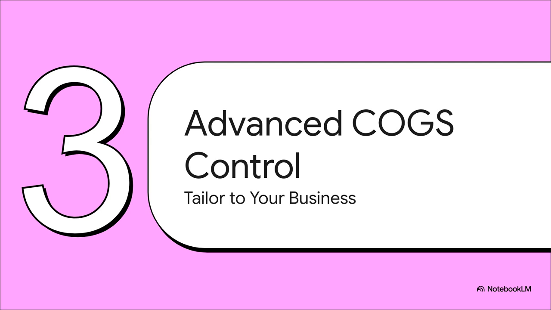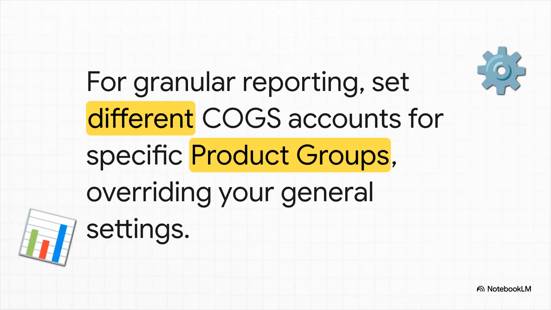So now that you're all set up, let's look at some of the more advanced controls. This is where you can go beyond just the basics and really start to fine-tune your COGS tracking to perfectly fit your business. For instance, let's say you sell both clothing and electronics. With product groups, you can actually assign a totally unique COGS account to each of those categories. This gives you this incredibly clear view of exactly which of your product lines are the most profitable. It helps you make way smarter decisions about where to spend your marketing budget.